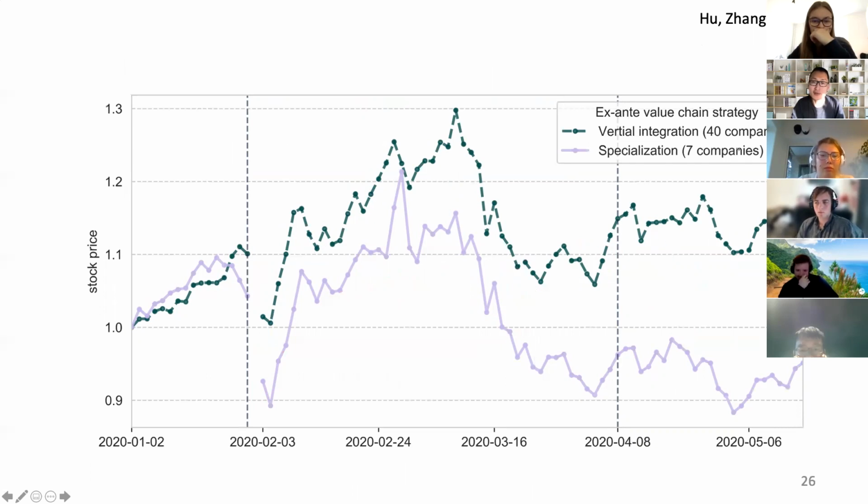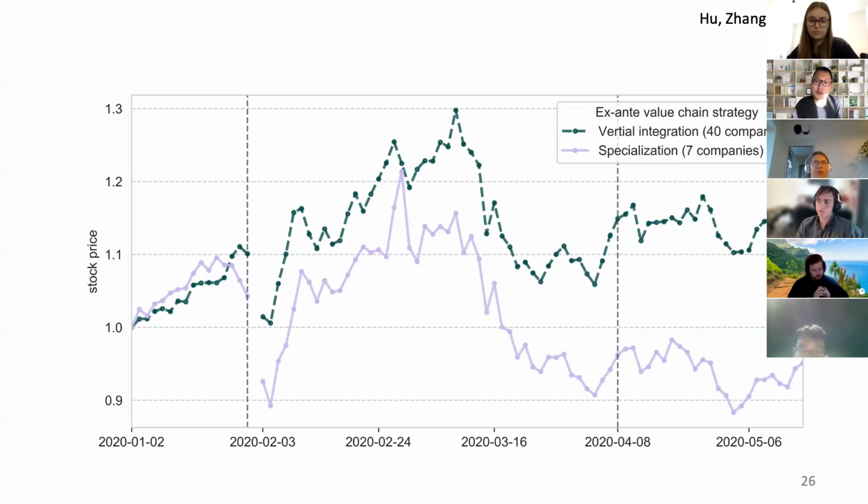The first one is vertical integration, meaning that they have research and development, production, and also sales and marketing. The others just specialize in one stage of the value chain. They either have research and development, most of them just have manufacturing, and some of them have sales and marketing. As we can see here, the companies with vertical integration are more resilient to the turbulence, because there's a dramatic difference between the companies with vertical integration and the ones with specialization.